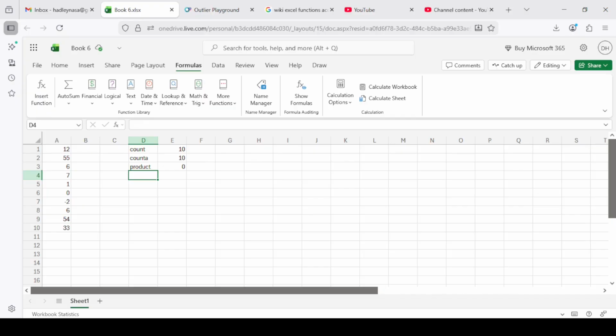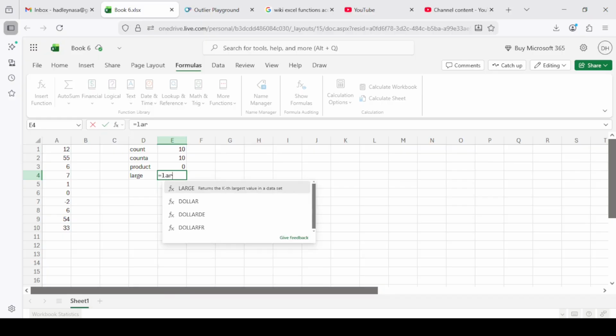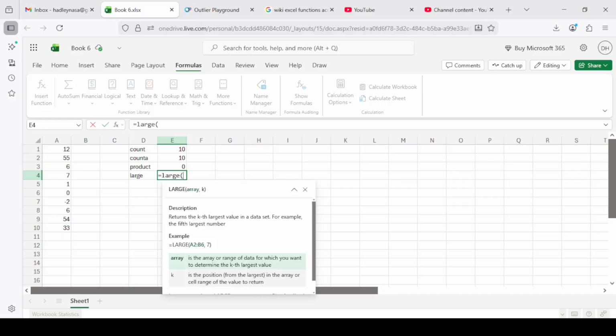Okay. Next is a very useful one called LARGE. So we talked about max and minimum. Large is basically like that. So LARGE says we want an array, and then comma K. K is the position, but basically it's saying, is it the second largest? Is it the third largest? Is it the fourth largest? This is very, very useful.